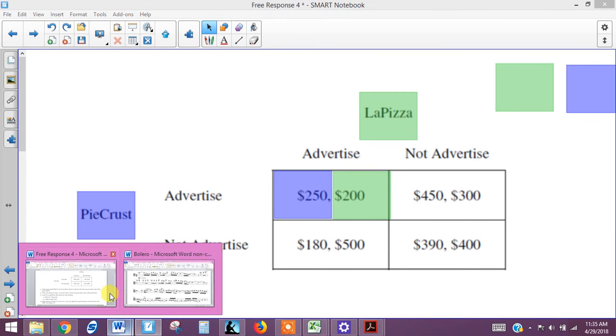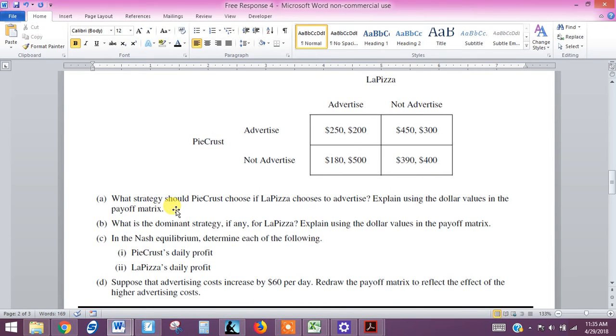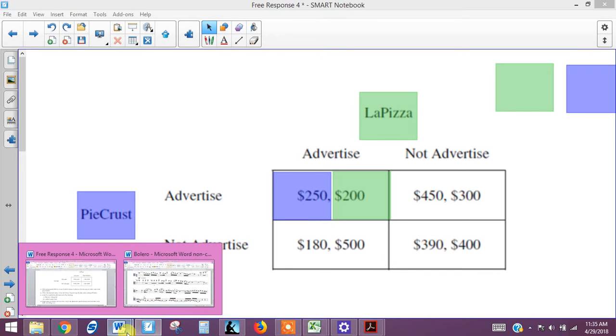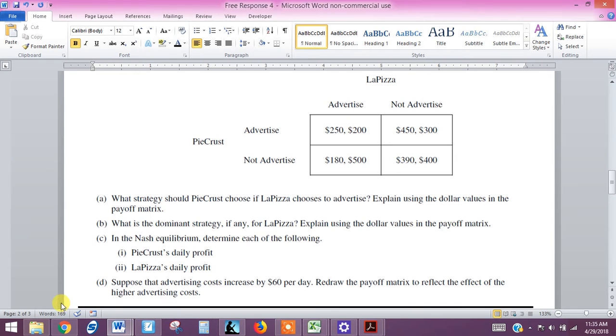So that's going to answer 2A. We can say that Pie Crust is going to advertise, and they're going to do that because 250 is greater than 180. So that's easy enough, right? That's part A. Now part B. What is the dominant strategy, if any, for La Pizza? Explain using the dollar values and the payoff matrix.